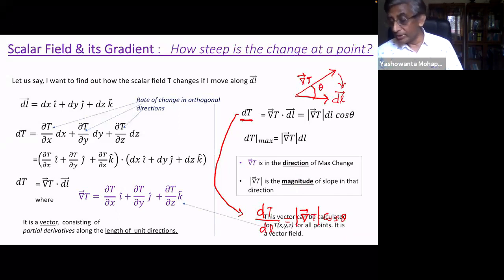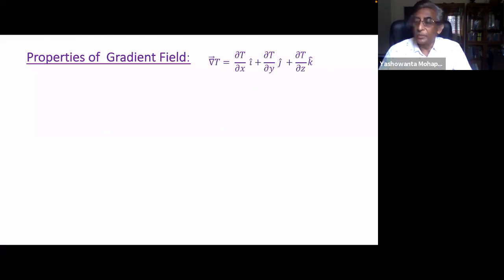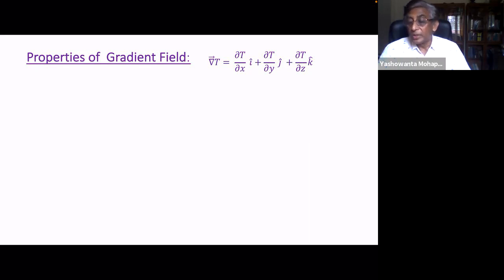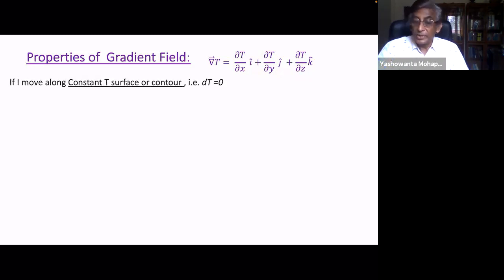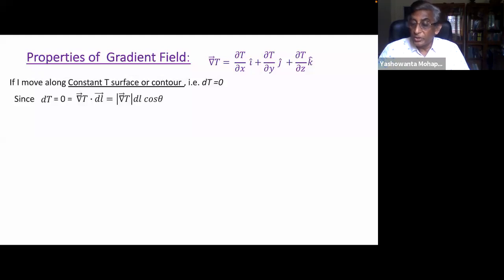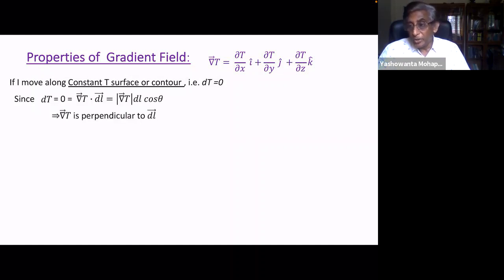Let's go ahead. So this is a vector quantity, at all points in the vector field. Now, what are the properties of the gradient field? I've already said that a little bit. So first thing, in Cartesian coordinates, it looks like this. If I move along constant t surfaces, meaning a surface or a contour, where t is the same, then dt is 0. Since the dot product is 0, what does it mean? It means that grad t is perpendicular to dl.